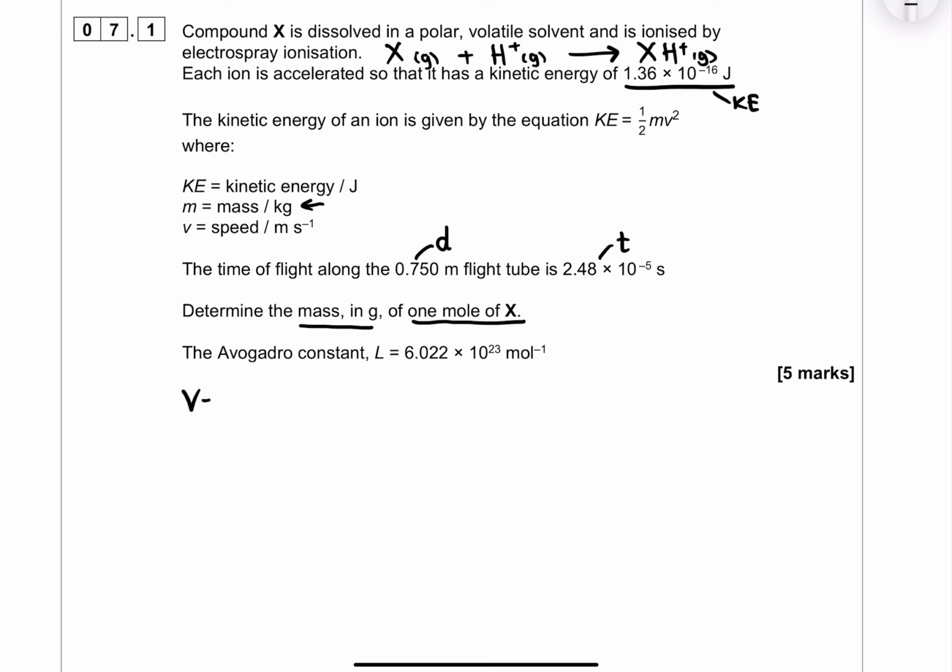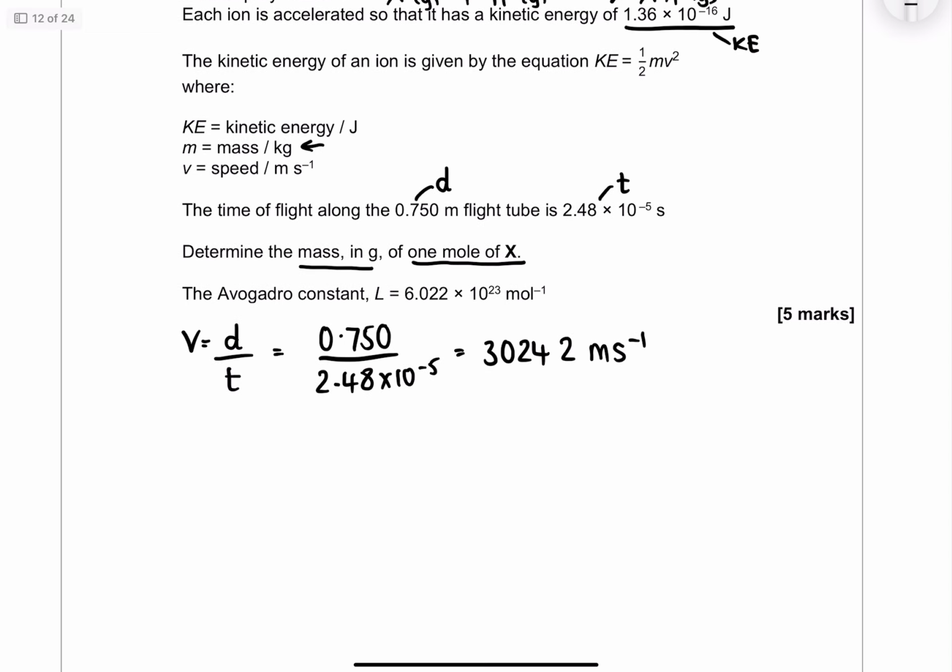So the first thing that we need to do is work out the velocity by doing distance divided by time. So distance in meters divided by time in seconds. So I want to type that on our calculator. So 0.75 over 2.48 times 10 to the minus 5. And we're getting quite a large number because they travel quite fast in the mass spectrometer. And you can keep that on your calculator screen or round it up.